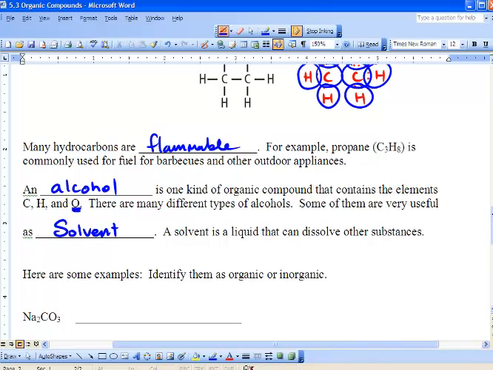So if you think about paint thinner, guess what? It's an alcohol. It's an organic molecule because it can dissolve things like paint. So if you get some on your hands, you can use paint thinner. Now, a solvent is a liquid that can dissolve other substances as well.